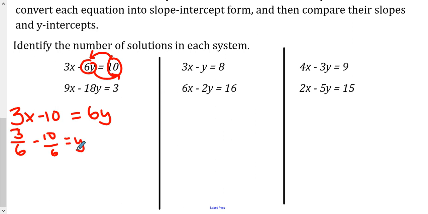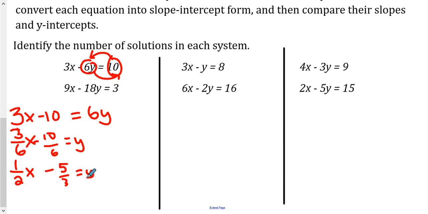And so to tidy that up a bit, oh, I lost my x. 3/6, getting rid of that common factor of 3, means I have a slope of 1/2. 10/6, getting rid of that common factor of 2, means I have 5/3. So there's my first equation.